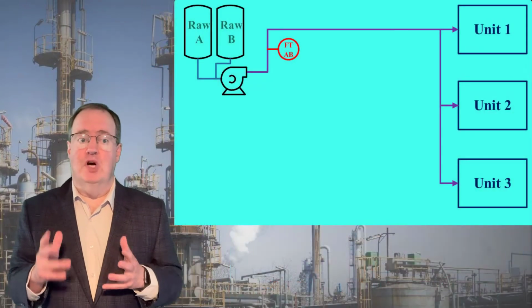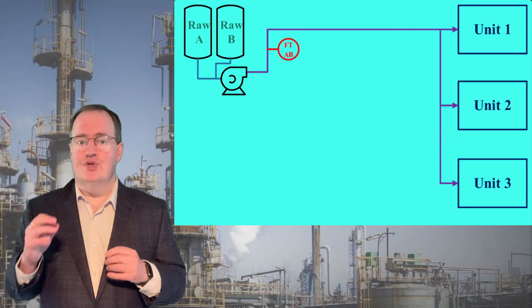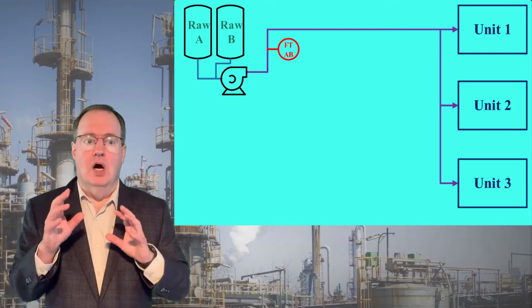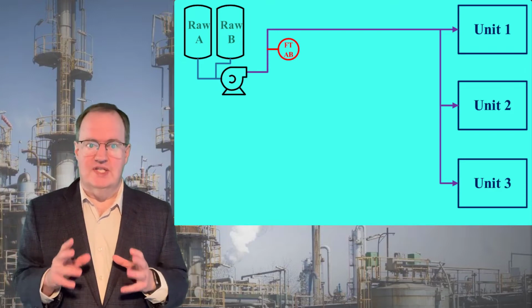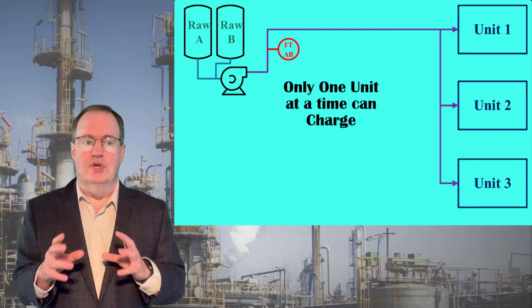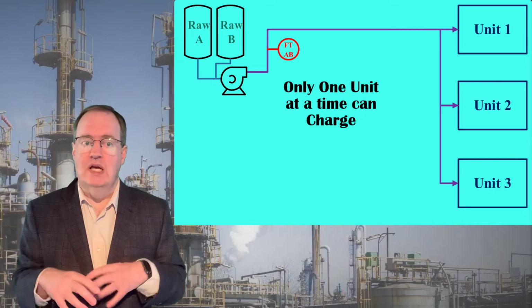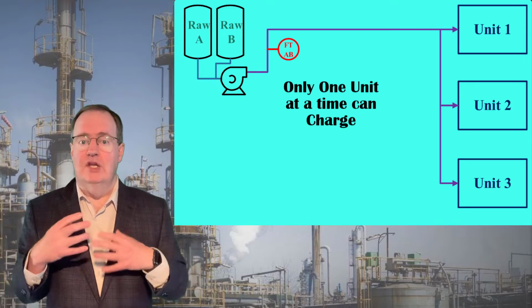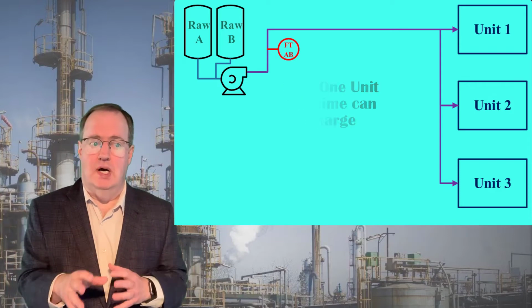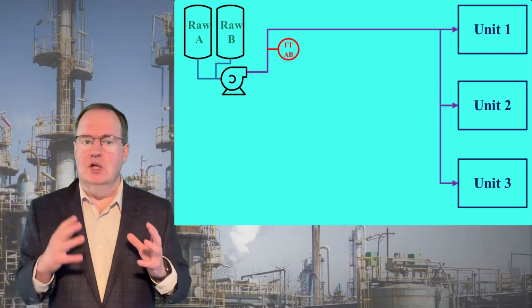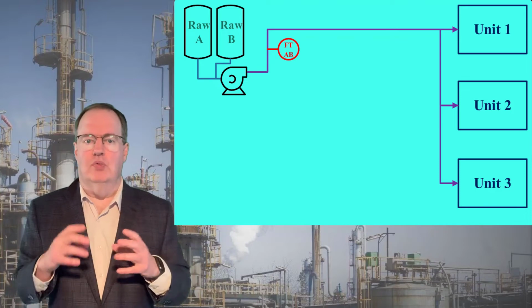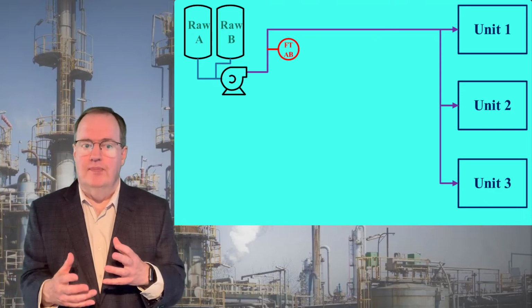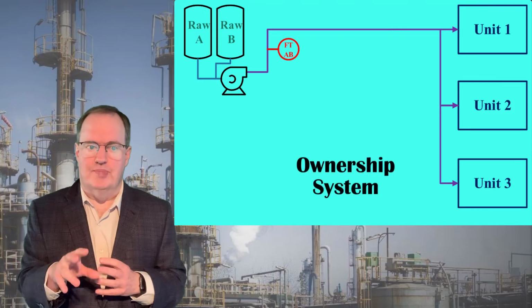Let's look at a batch process plant that has raw materials stored in a tank farm where the charging of raw materials A and B are through a common piping and metering system. The common resource is mutually exclusive. That is, only one of several units that require A or B can use the charging system at one time. The problem is clearly what to do if more than one unit requires shared resource raw AB at the same time. The solution is an ownership system.